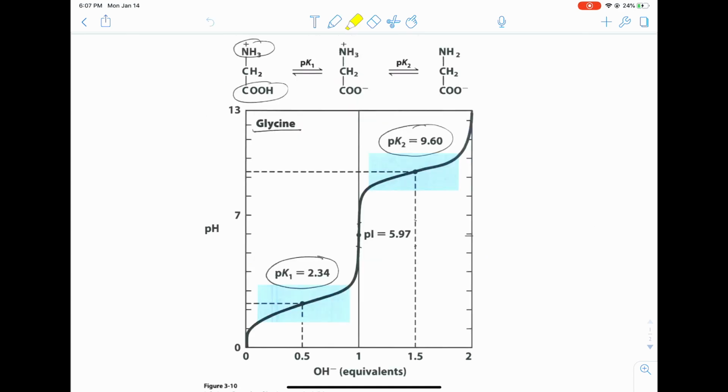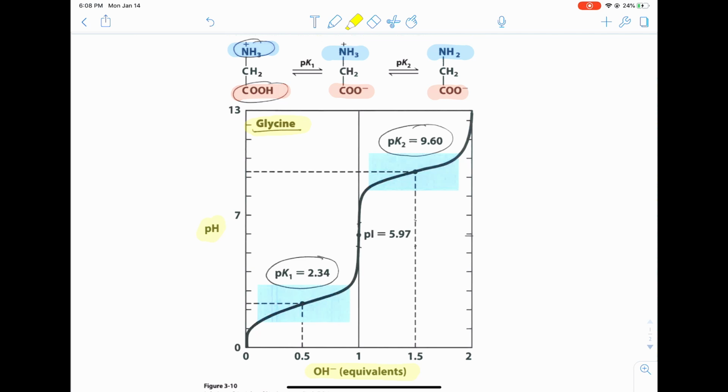For this, it's best explained by looking at a titration curve. So over here, this curve details the titration of glycine, an amino acid that only has two ionizable species, which are its carboxyl and amino group. The y-axis details pH level, and the x-axis details how many equivalents of base there are.